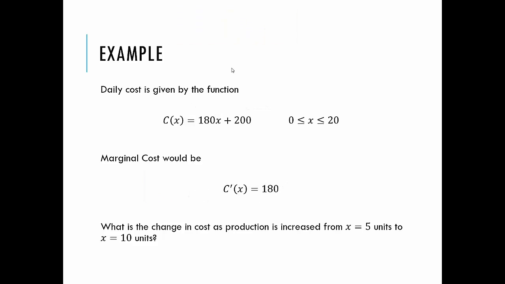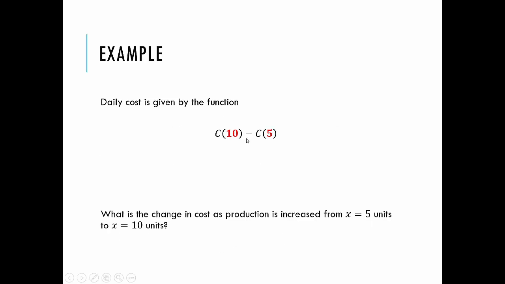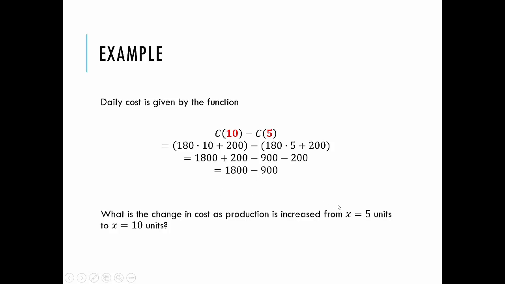Let's see an example where daily cost is given by this function. We have a domain. Marginal cost then would be 180, right? Because you take the derivative of cost to get marginal cost. What is the change in cost as production is increased from 5 units to 10 units? Well, we could take our function and subtract. We plug in 10, we plug in 5, and we subtract the two values. And I get 1800 minus 900.